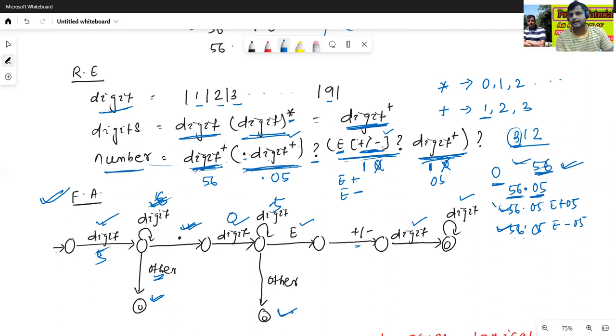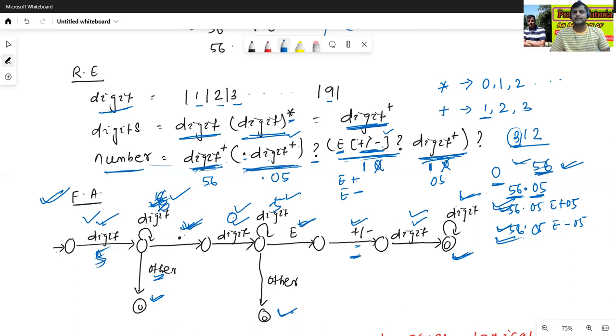Then I want to create the third example, 56.05. Then E, then I'll take plus here, then 05. So I'll exit in this final state. Similarly, we can take the minus one: 56.05, then E, then this minus symbol I'll take, then 05. Then I'll exit in this final state. So in this way, we can create the finite automata for numbers.